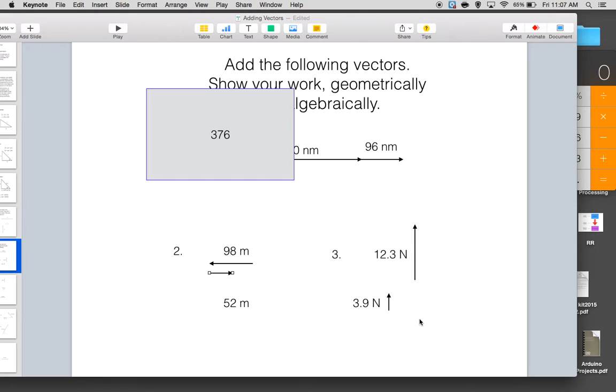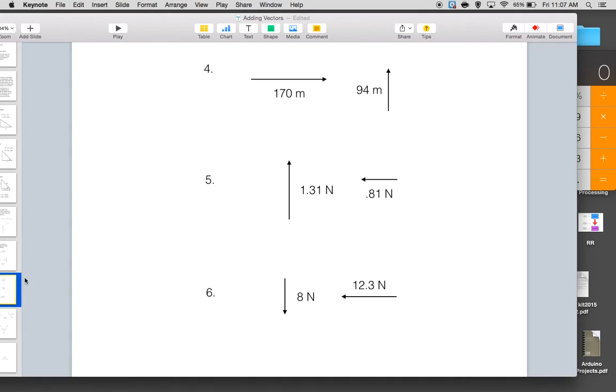Vertical works exactly the same way. We simply add when vectors are parallel and in the same direction, and we subtract when they're parallel in the opposite direction. So let's look at some cases that are a little bit more difficult.